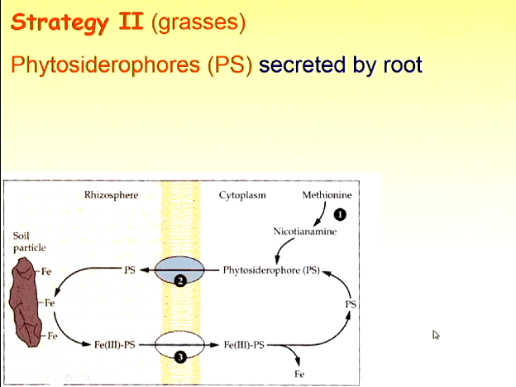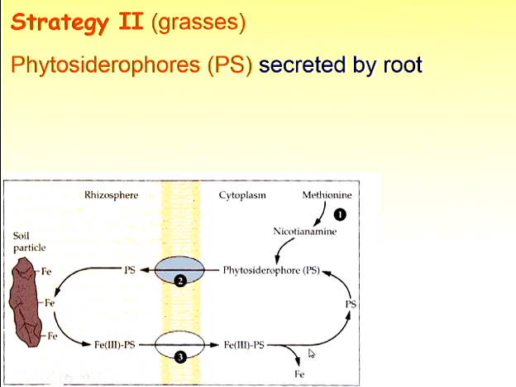So these phytosiderophores, or PS, are pumped out of the root into the apoplast, into the rhizosphere, and then they can go and get the iron 3+ from the soil particle and take it back to the root surface, where there is a transporter that can actually take up this siderophore iron complex into the cell.